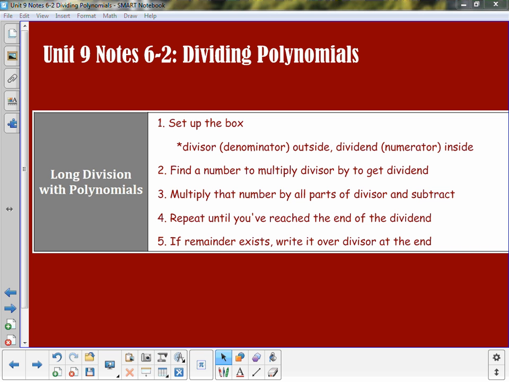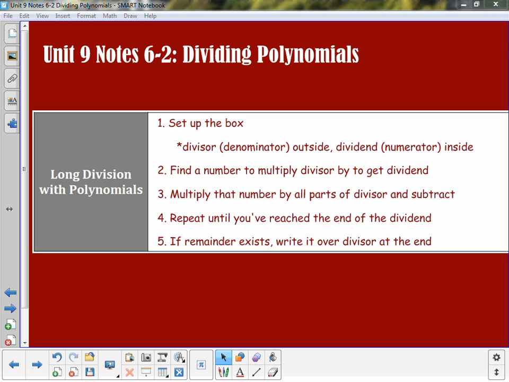First thing you want to do is set up the long division, like you did yesterday, where you put the divisor, which is on the bottom, on the outside of that box, and then the dividend, which is the number in the numerator, on the inside. Then you need to find a number to multiply to the divisor to get the dividend. Now that's a lot of big words. It'll make more sense when we see a lot of concrete examples.